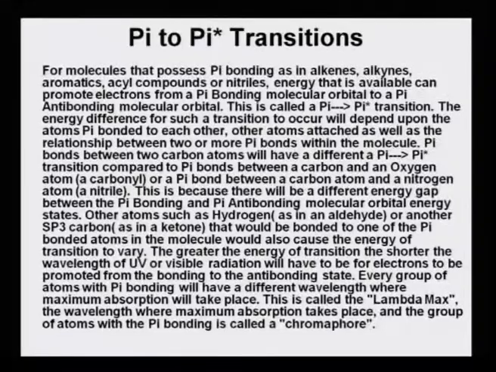Every group of atoms with pi bonding will have a different wavelength where the absorption maximum will take place. This is called the lambda max. A range of wavelengths of light is falling, but at one particular wavelength the absorption is maximum, and that point at which the absorption is maximum is called the lambda max, as the name suggests. Therefore, the group or the chromophore will have a certain lambda max always remaining the same.